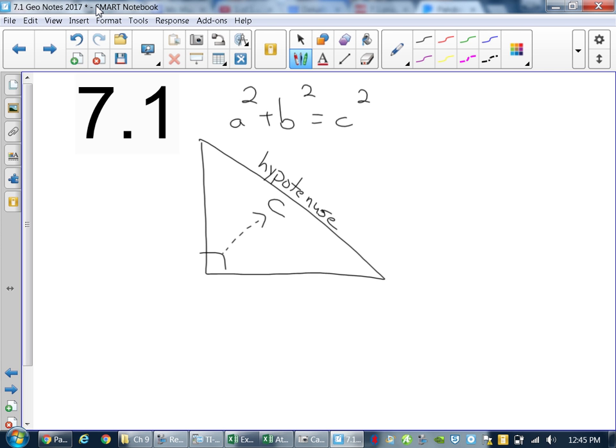These other two parts are called legs. They're interchangeable with A's and B's. It's not a big deal. Now, guys, what's going to happen a lot of times now, it's not just solve for the hypotenuse like we did first semester. We're going to solve for missing side legs.